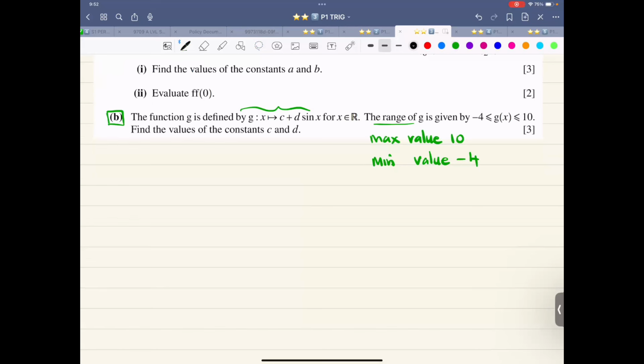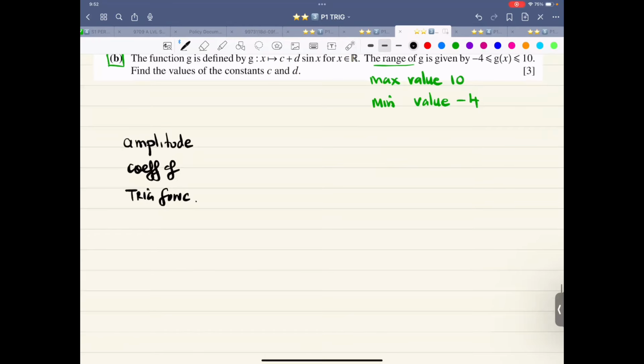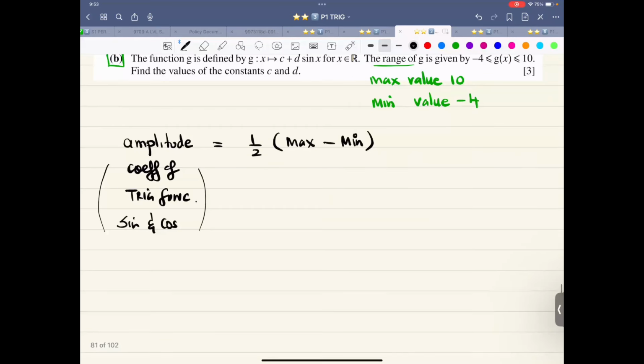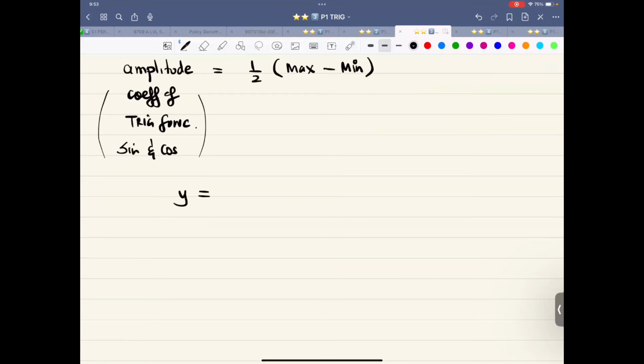Remember that amplitude, that is the coefficient of the trig function. And this is applicable for sine and cos. Of course, it's also applicable for tangent, but for tangent, you just have to be a little bit careful. That's why I'm just removing that from here. It's half the difference between maximum and minimum value. This is that question. So now y equals c plus d sine x. Let me write it like this. y equals d sine x plus c.